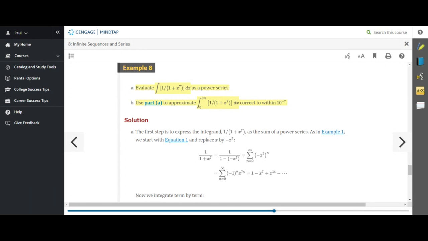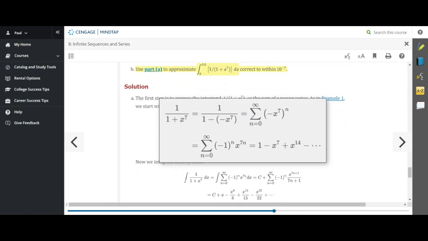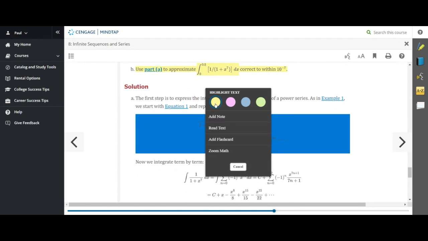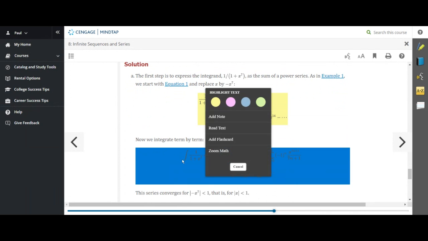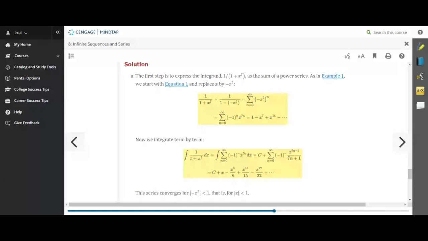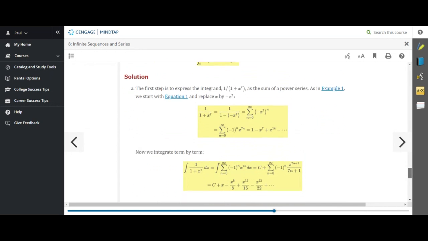For this problem, the steps are pretty straightforward. You find a power series for your integrand, 1 over 1 plus x to the 7th. And then you get a power series for the integral. The same kind of steps are involved as in the problem we just did, so I think this will be pretty straightforward. But then you have to approximate the integral correct to within 10 to the negative 7th power.